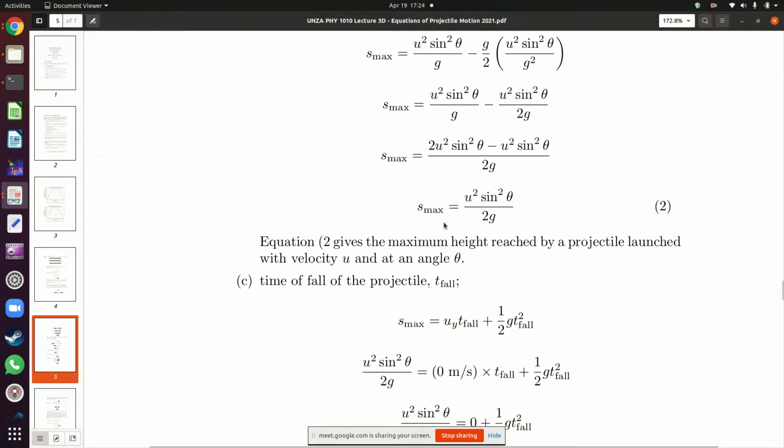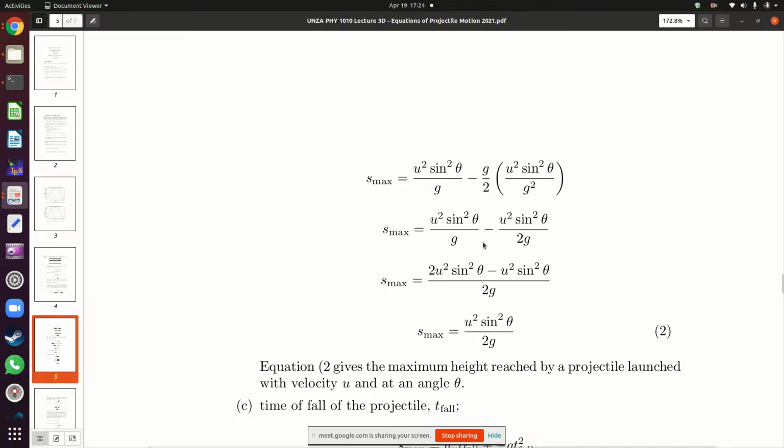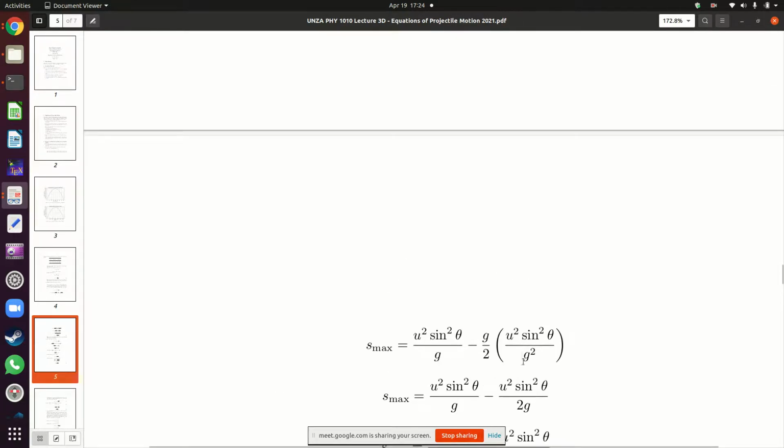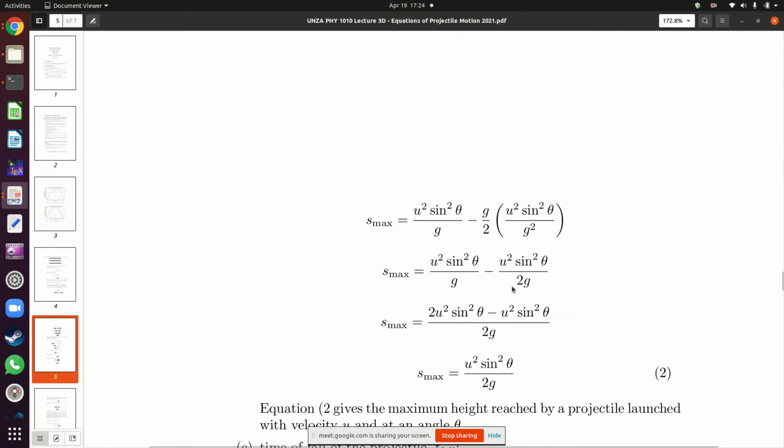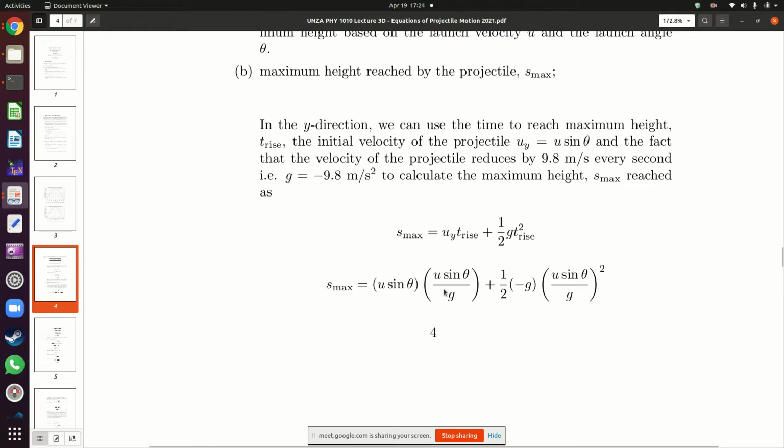So where do the 2g's come from? Sorry? Those 2g's in the equation. Where do we include them? The what? The g and the g in the equation: u squared sine squared theta over g, and the one minus g over 2, open brackets, u squared sine squared theta over g squared. Those 2g's. This? Yes, and then the other one. And which one? This g? Yeah, why do you have 2g's in the equation here?